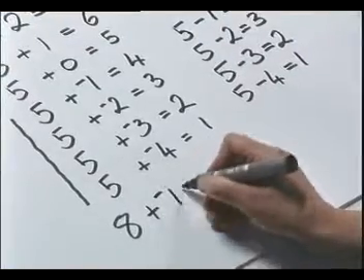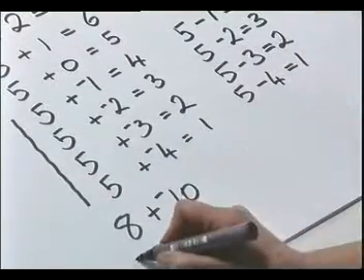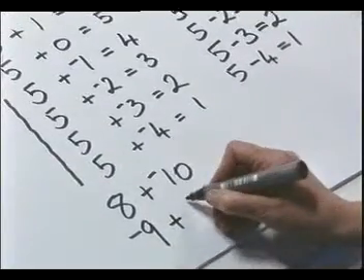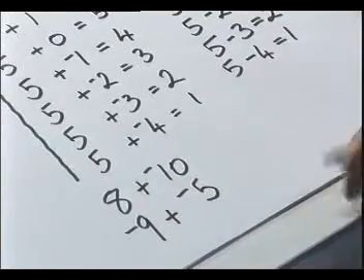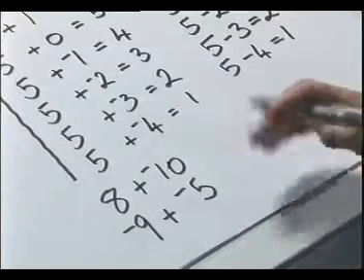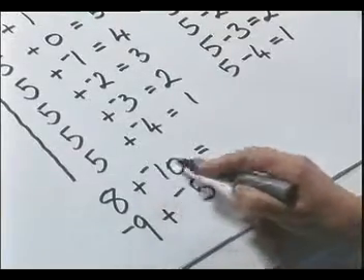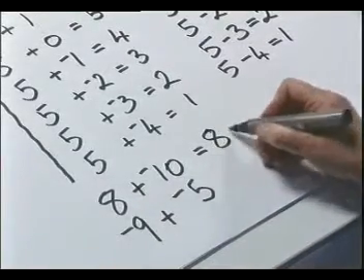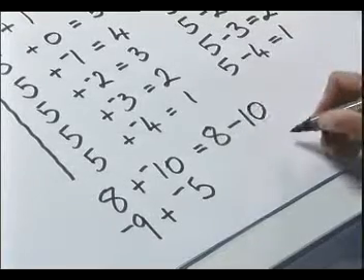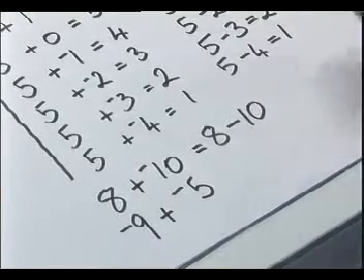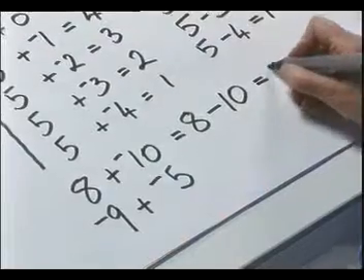So if I had these two examples, 8 add negative 10 and negative 9 add negative 5, using that rule, how would we calculate the answer? Well, we take 8 add negative 10, that's the same as 8 subtract 10. And thinking about the number line, you start at 8 and you go back 10. So you go back to 0 and then another 2. You get to the answer negative 2.